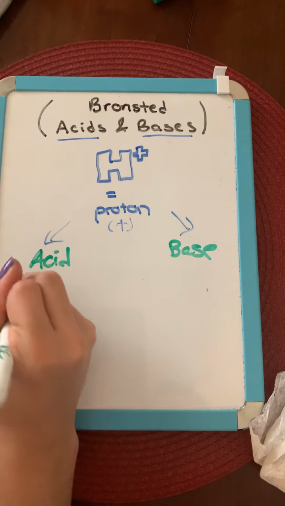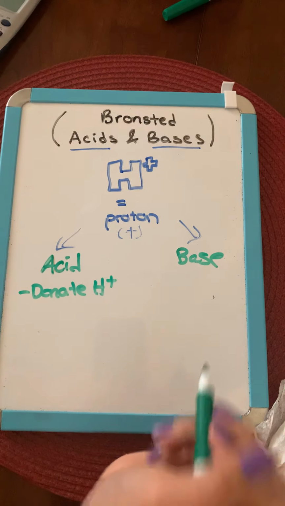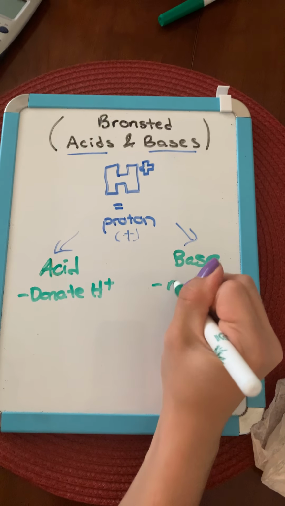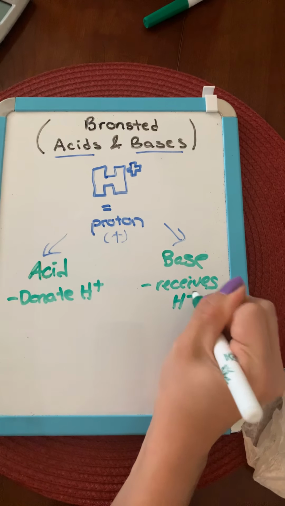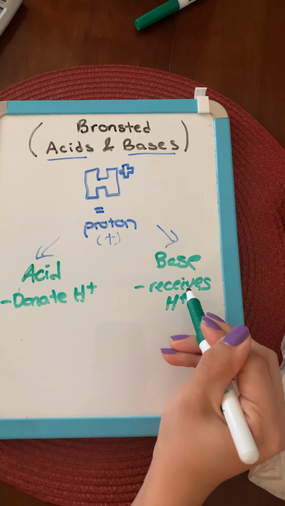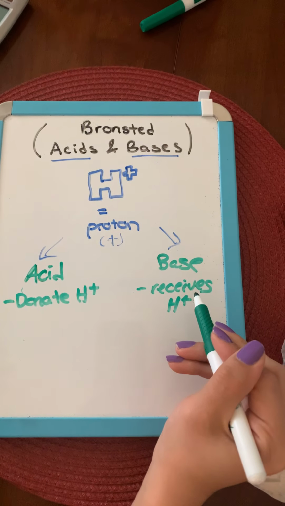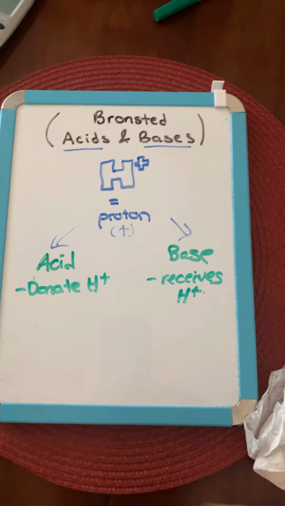With an acid, you're going to be donating or giving away your H+. With the base, you're going to be receiving the H+ instead. So the acid is donating to the base, which receives that same H+. You can really visualize this by using an equation.